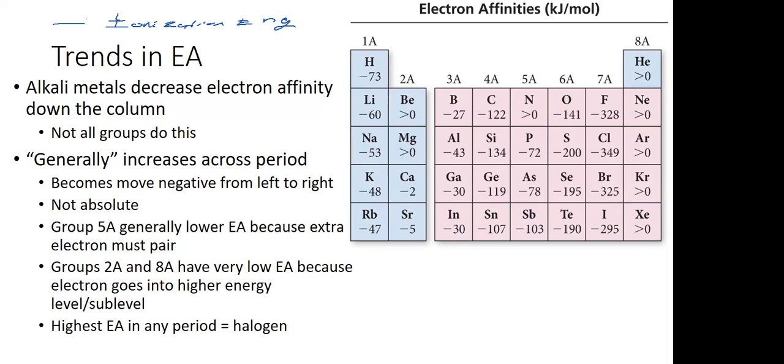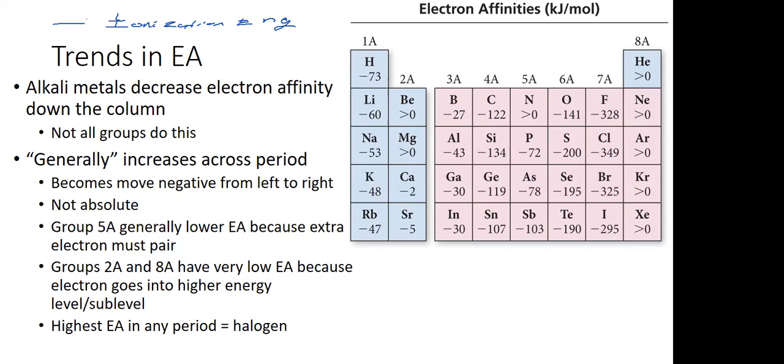What we're going to talk about here is electron affinity. That is, when an element gains an electron, how much energy do they put out into the universe? So electron affinity is usually always exothermic. That is, it's usually always negative. And we have some trends for electron affinity. These trends aren't nice and neat, but there are some trends in the periodic table.